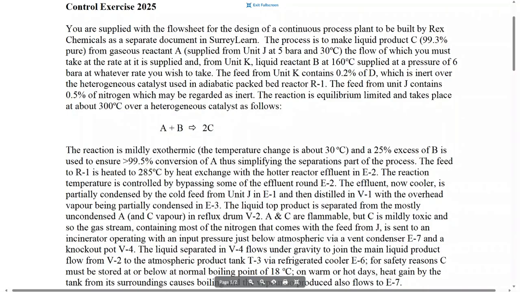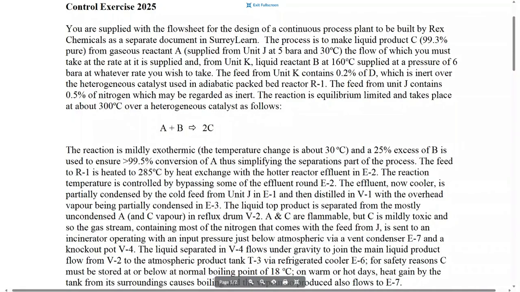The effluent, now cooler, is partially condensed by the cold fluid from unit J in E1 and then distilled in V1, with the overhead vapor being partially condensed in E3. The liquid top product is separated from the mostly uncondensed A plus C vapor in reflux drum V2, where A and C are flammable, but C is mildly toxic, and so the gas stream, containing most of the nitrogen that comes with the feed from J, is sent to an incinerator operating with an input pressure just below atmospheric via a vent condenser E7 and a knockout pot V4.